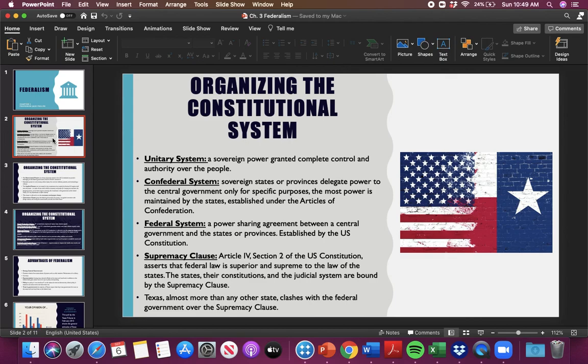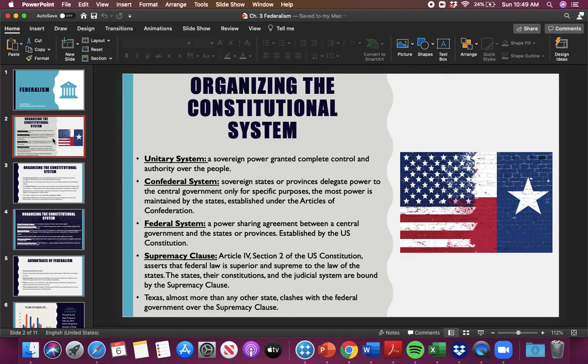But even when the federal government makes a law, Texas typically will try and sue the federal government. We're doing this right now over the Affordable Care Act. Texas does not like the Affordable Care Act and the mandates that were put forth in it, so it is currently suing the federal government to try and overturn that.